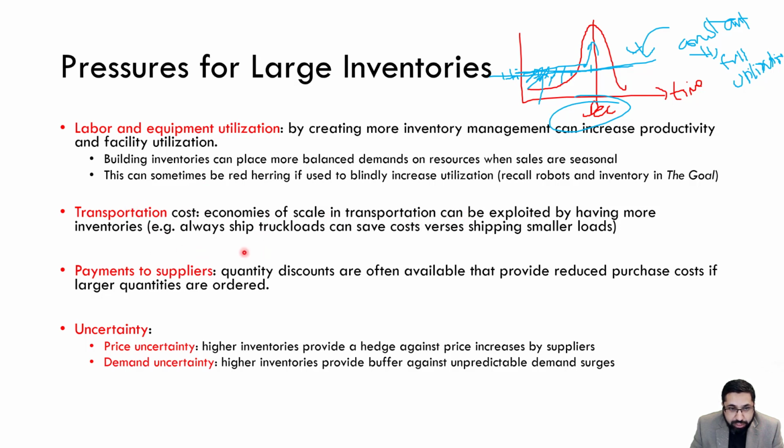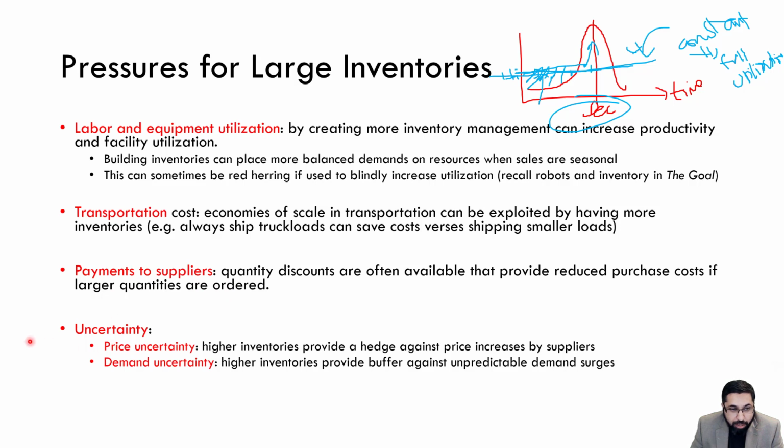Economies of scale in transportation can lead to higher inventories, because you want to transport full containers, full truckloads, for example. Payments to suppliers may give you a discount to order higher quantities. So you might say, okay, instead of ordering 100, I get a discount if I order 150, so let me just go ahead and order 150. That'll get you the discount, but it'll also lead to higher inventory because you're getting a big batch of products from the supplier.